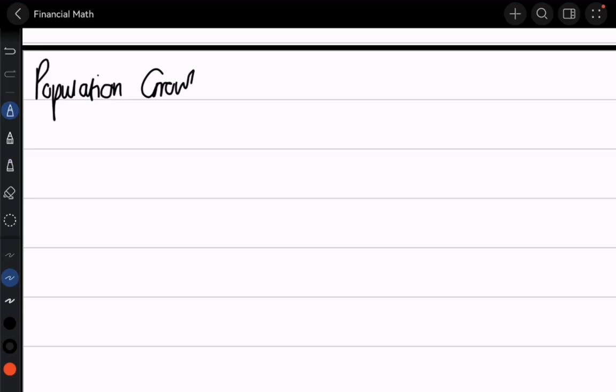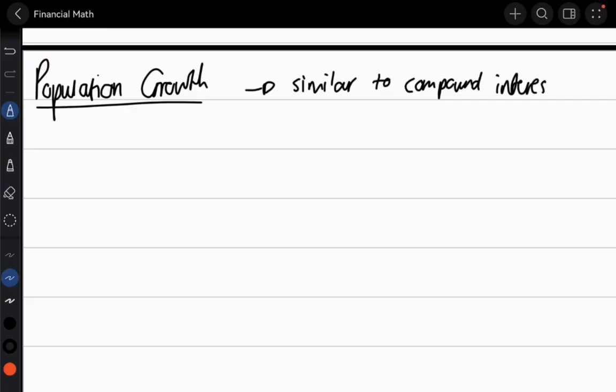Population growth. So this is similar to compound interest, or compound growth. For example, towns, bacteria, animals, it just grows, and it's something that grows quickly. If one time the population is like 20 people, next thing you know there's 40 people. Next thing you know there's 100 people. So it just keeps growing on top of the previous people.